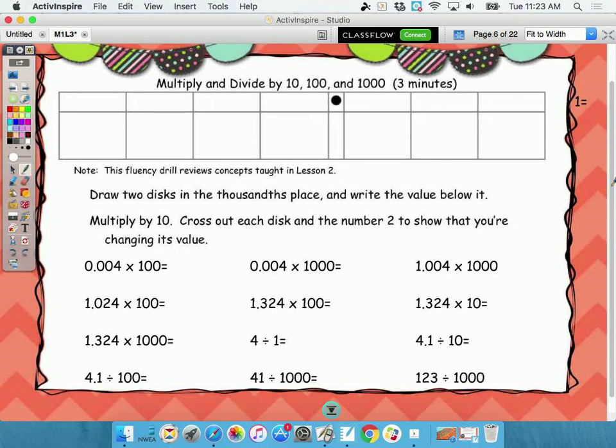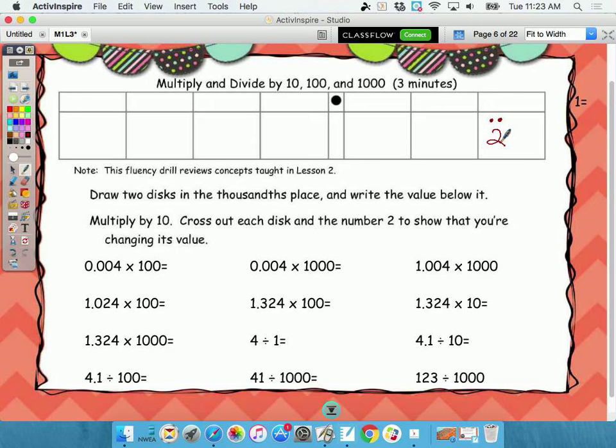Now, here's what it says. Draw 2 discs in the thousandths place and write the value below it. Okay, we can handle that. Then it says cross out each disc and the number 2 to show that you're changing its value. So the first problem I want us to do, and let's just write it right here where we have room, okay? What would this number be?